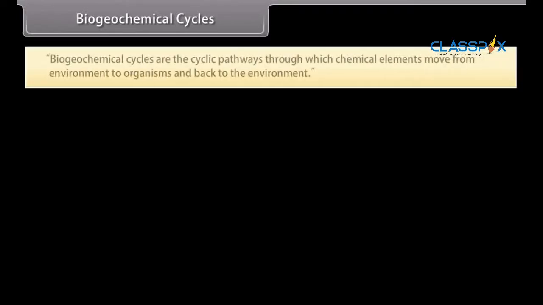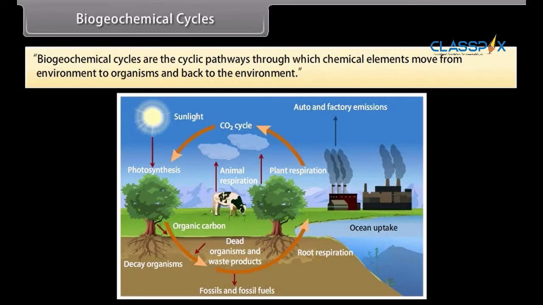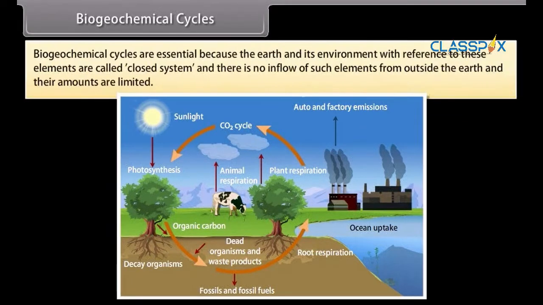Biogeochemical cycles. Biogeochemical cycles are the cyclic pathways through which chemical elements move from environment to organisms and back to the environment. Biogeochemical cycles are essential because the earth and its environment, with reference to these elements, are called a closed system, and there is no inflow of such elements from outside the earth, and their amounts are limited.